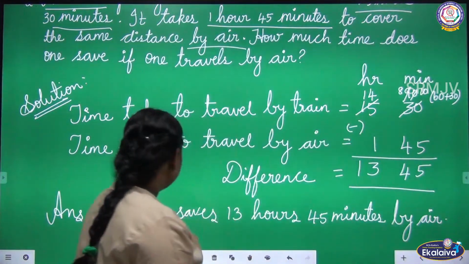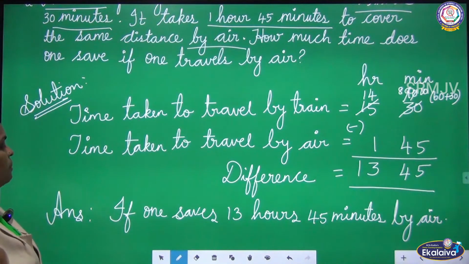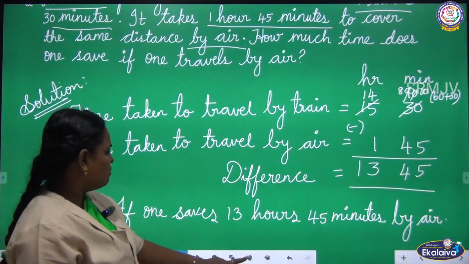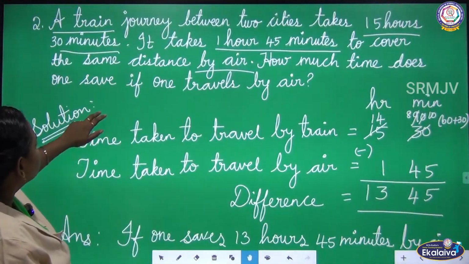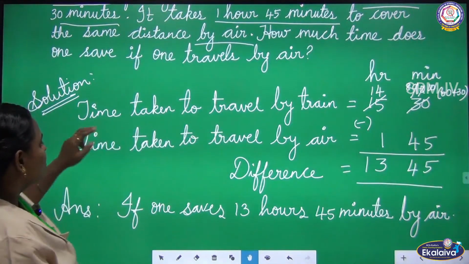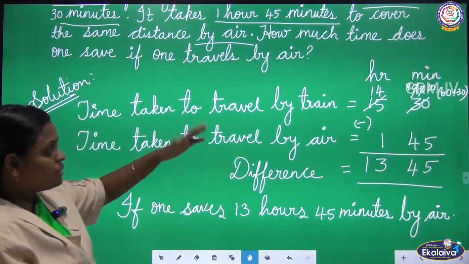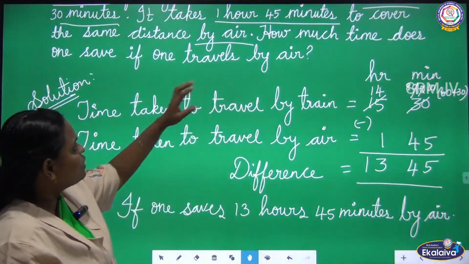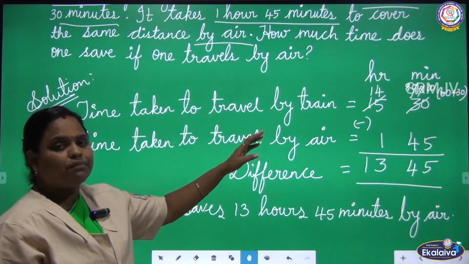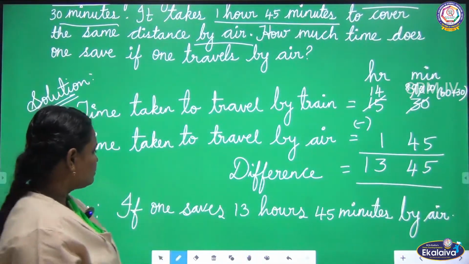So if one saves 13 hours 45 minutes by air. How many hours will you save? Listen, children. The time taken to travel by train is 15 hours 30 minutes. The time taken to travel by air is 1 hour 45 minutes. So if you subtract, you will find the answer. How much time is he saving? By air, that means if he travels by air, 13 hours 45 minutes.